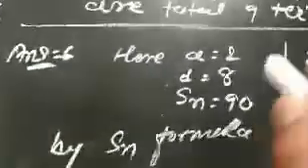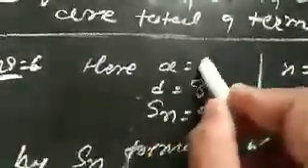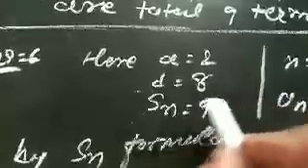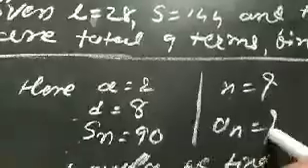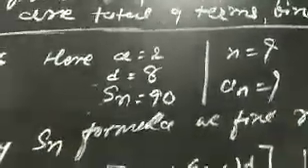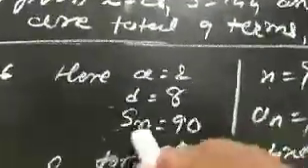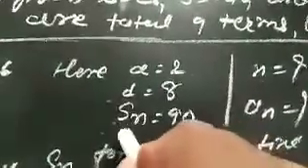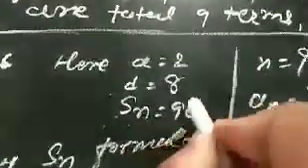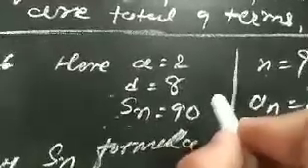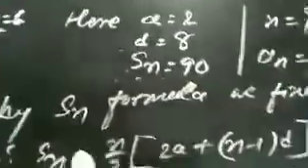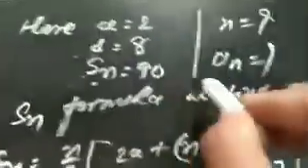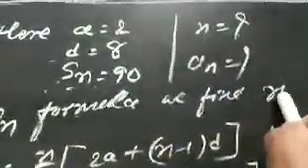Here, as per data, a is equal to 2, d is equal to 8 and Sn is equal to 90. Then we find n and an. Here Sn is given. Sn means the sum of the first n terms, that is 90, given. So we use the Sn formula to find n here.